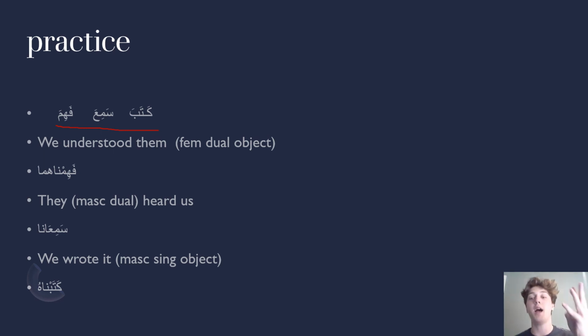Kataba, kataba. So sami'a, sami'a, and the object suffix for nahnu is na. So sami'ana would be they heard us. We wrote it. Katabna. So katabnahu. And for the it, I use a masculine singular object just because a book, kitab, is a masculine noun in Arabic.